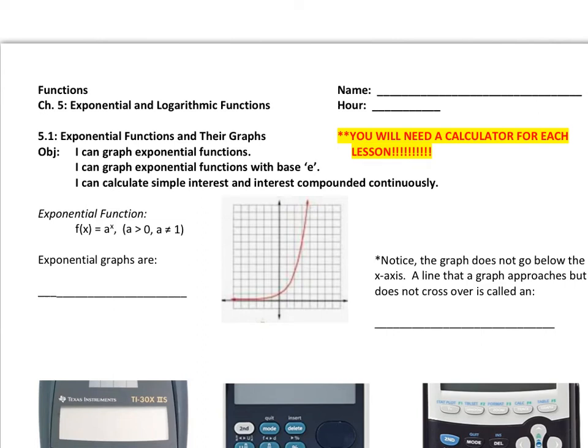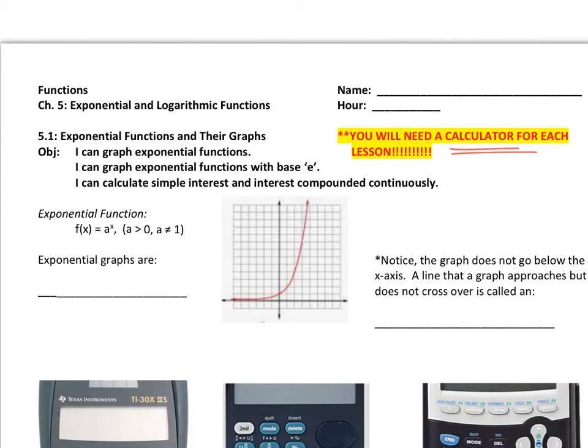Our final chapter this semester is Chapter 5, Exponential and Logarithmic Functions. We're pretty much going to do a brief overview of this chapter, and we'll have some application with it on our final. Lesson 5.1 is all about exponential functions and their graphs. You're definitely going to need a calculator for this lesson.